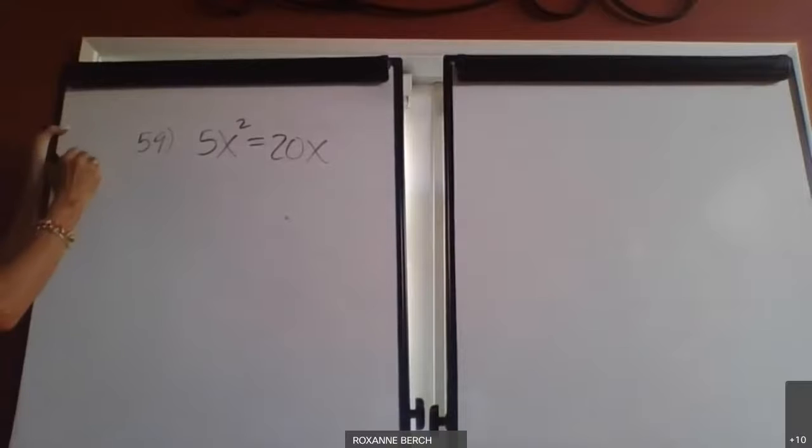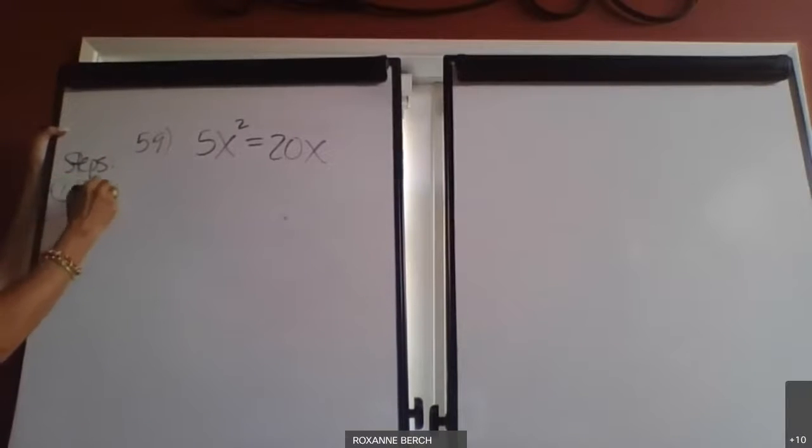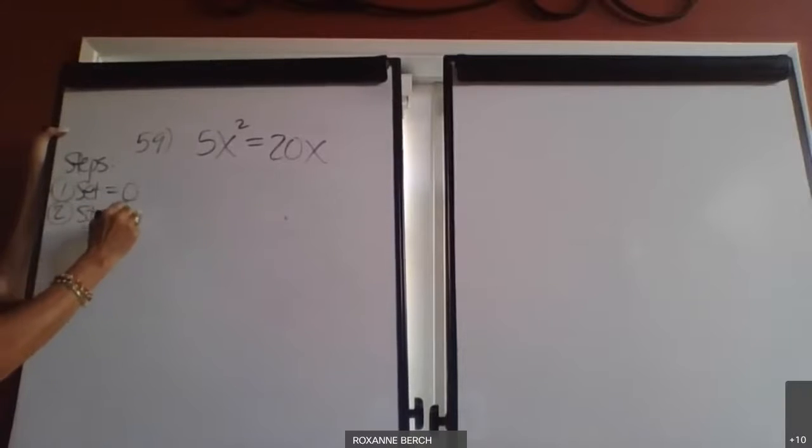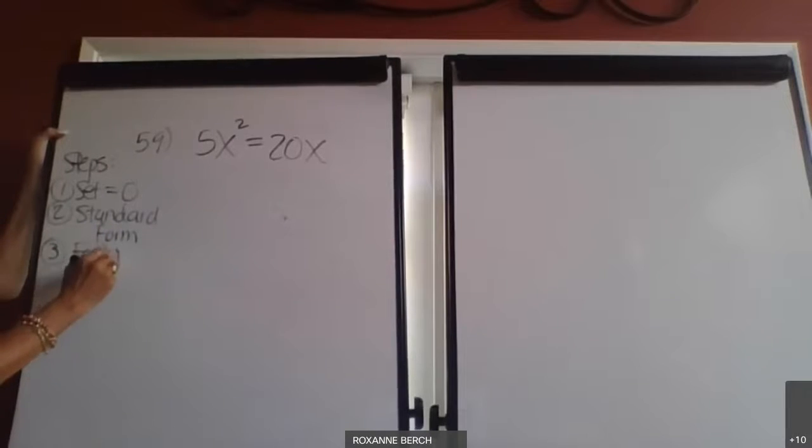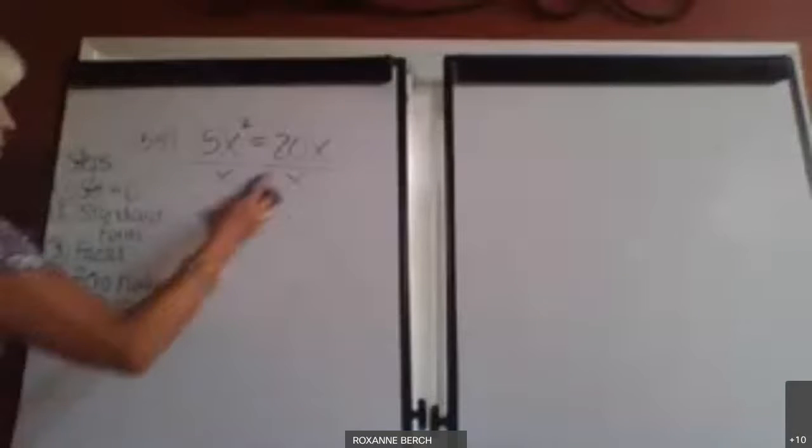So you have to remember all the different steps. So for factoring, you want to set the equation equal to 0 and make sure it's in standard form, descending powers of x. Then you want to factor using one of the 7 factoring methods. And then you're going to want to use the zero product property. But what we can do, we can divide both sides by 5.